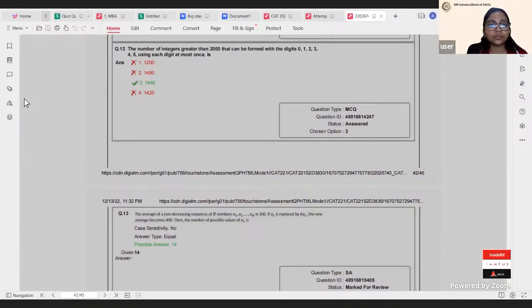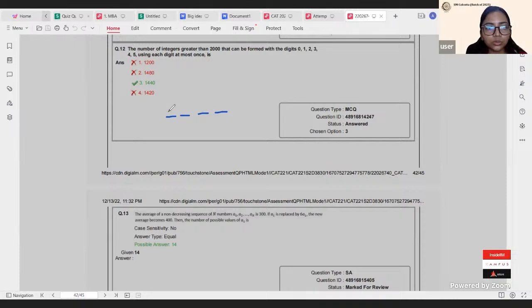Regarding the number of integers greater than 2,000 that can be formed with the digits 0, 1, 2, 3, using each digit at most once. So using each digit at most once essentially means that it can be either used or not used. So if we go ahead with plain and simple finding the values, it will be greater than 2,000, right? So starting with maybe 4-digit numbers, okay?